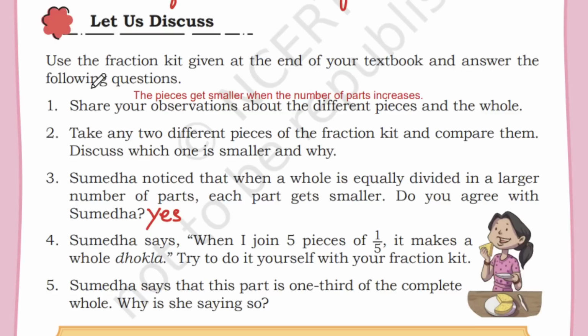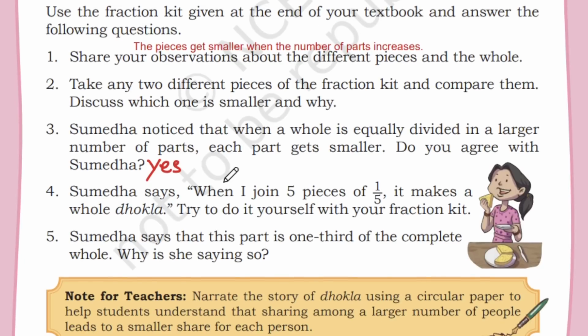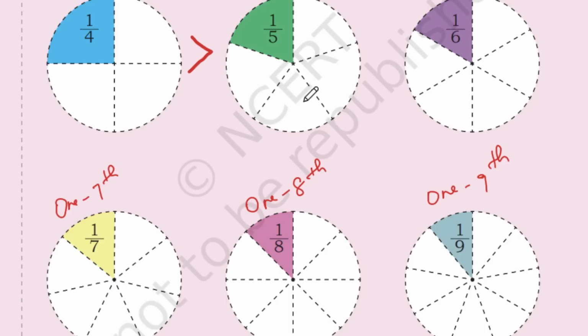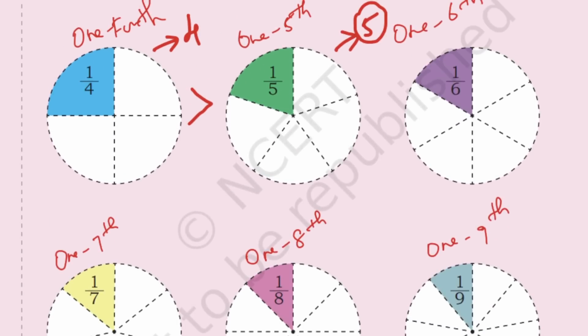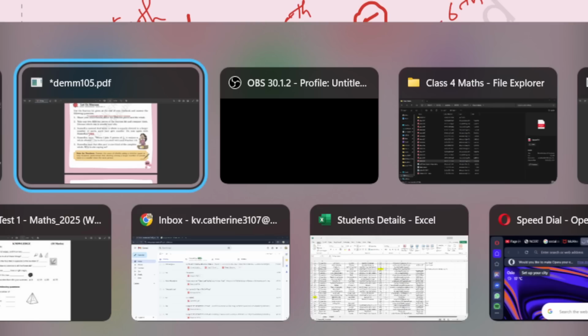Okay, next. Sumedha says, when I join 5 pieces of 1 by 5, it makes a whole dokla. Try to do it yourself with your fraction kit. Okay. So 5 pieces of 1 by 5 dokla. So here, where is 1 by 5 dokla? So here we have 1 by 5. So how many pieces of 1 by 5 do we need to make a whole? One minute. I'll join and tell you.